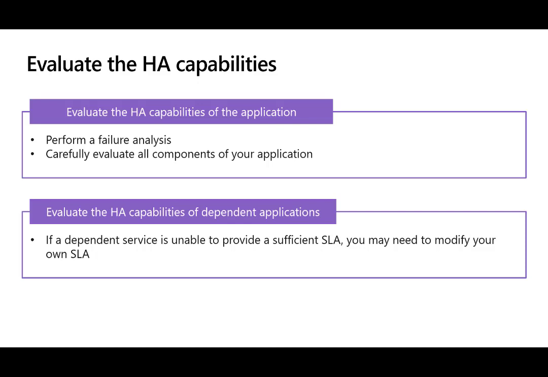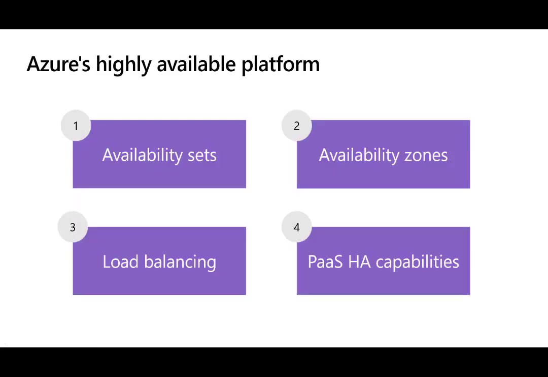If a dependent service is unable to provide a sufficient SLA, you need to take some measures. For example, you may need to modify your own SLA to match that value. You may need to replace that dependency with an alternative solution, or you need to find other ways to meet your SLA while the dependency is unavailable. Depending on the scenario and the nature of the dependency, failing dependencies can be temporarily worked around with solutions like caches and work queues. The Azure Cloud Platform has been designed to provide high availability throughout all its services.